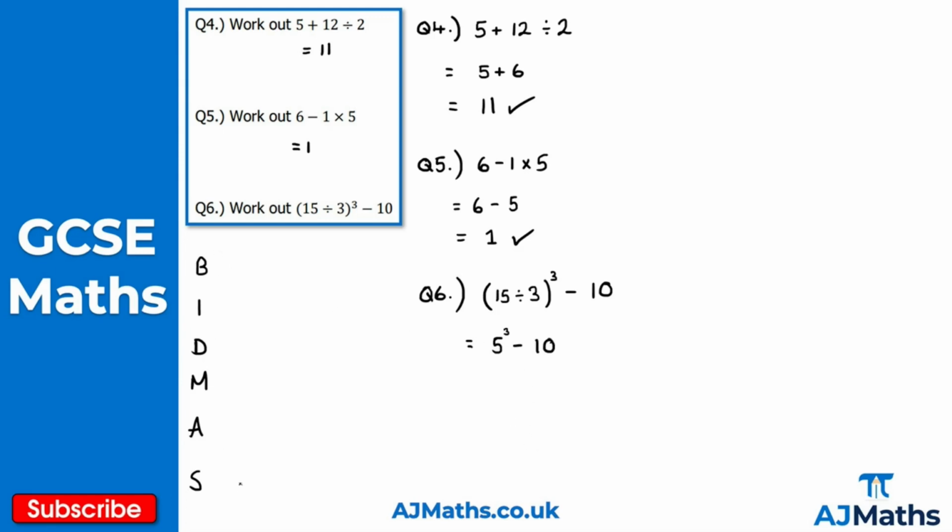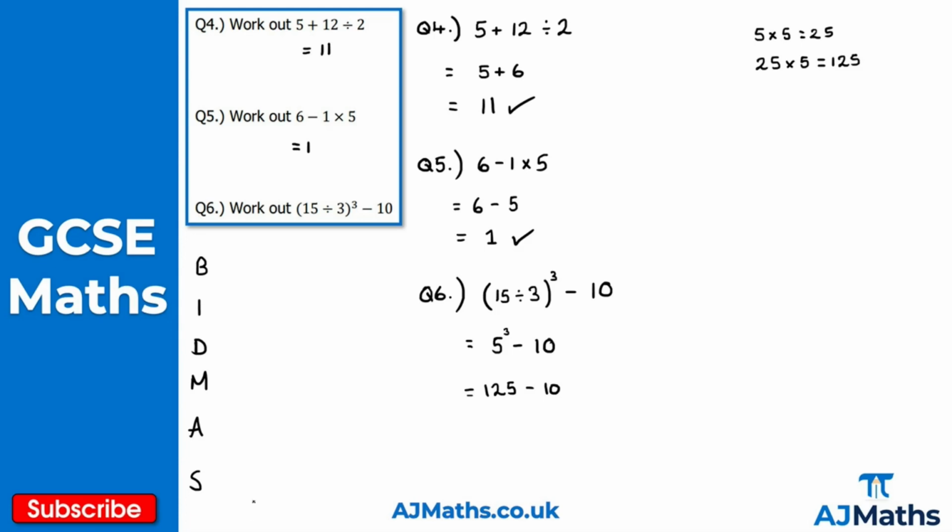So we move our way down BIDMAS now. Do we have any indices here? Remember, indices is just powers. In this case, we do. I've got 5 cubed here, so this 3 is my power. So 5 cubed, that's 5 times 5, times it by 5 again. So 5 times 5 is 25. And times that by 5 again. So 25 times 5, that would give us 125. Okay, so in that case then, 5 cubed is 125. It's going to be equal to 125 minus 10.